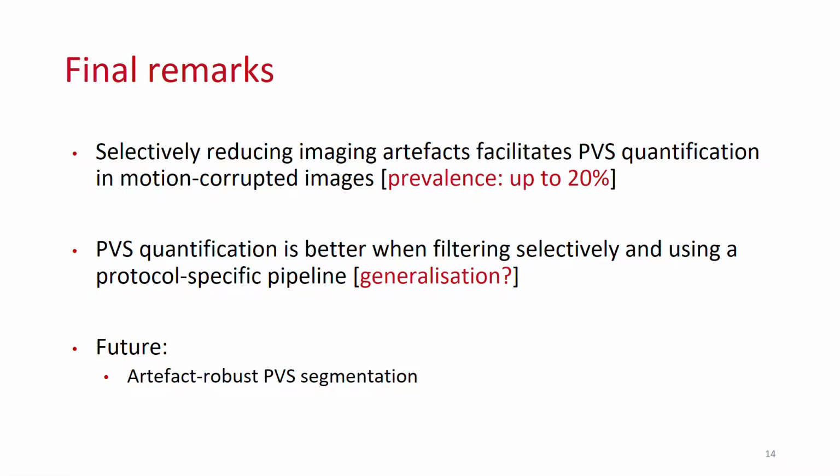So, just the final remarks. In this work, we proposed a framework which selectively reduces imaging artifacts, and we observed that this also facilitates PVS quantification, especially in motion-corrupted images. This is needed because the prevalence of imaging artifacts can be as high as 20%, as reported in some large-scale studies. Also, we observed that PVS segmentation is better when we filter selectively, but also when we use a protocol-specific pipeline. The problem with this type of approach is that there is a lack of generalizability.